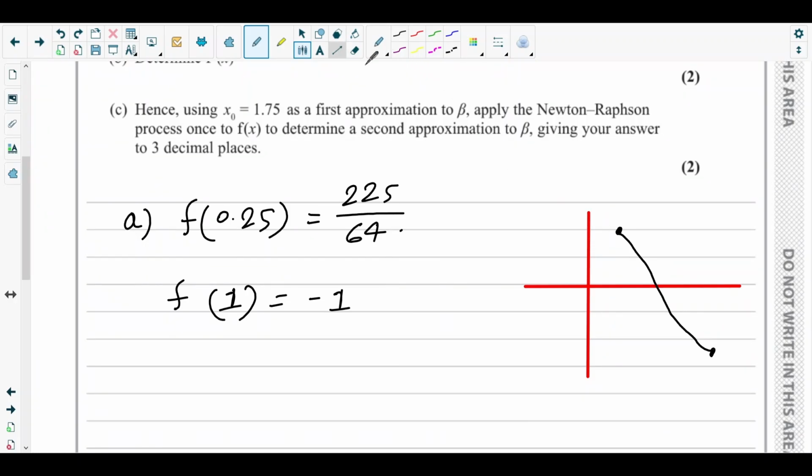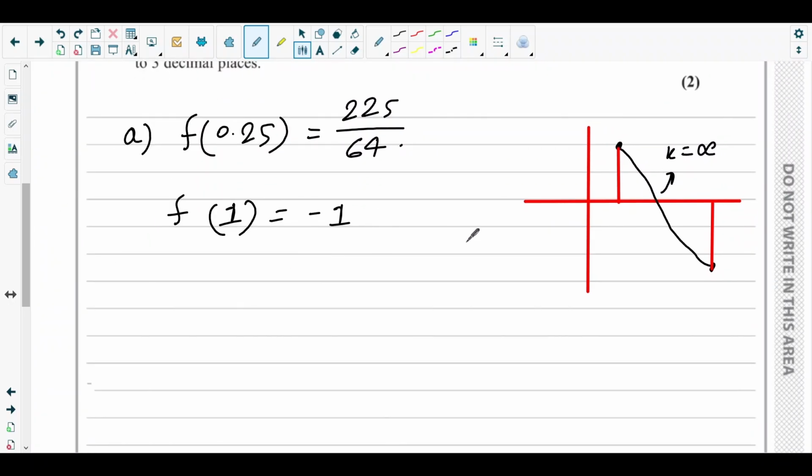Now consider the triangles formed. This is the triangle, and the point where the curve intersects the x-axis is x equals alpha. For linear interpolation, the ratio of base and height of this triangle will be equal to the ratio of the base and height of this triangle.